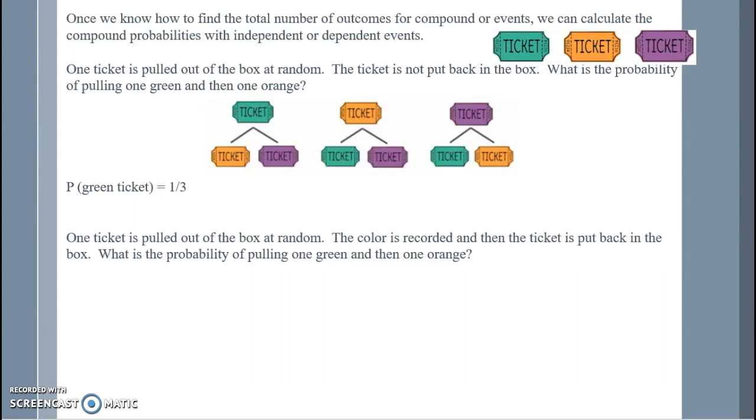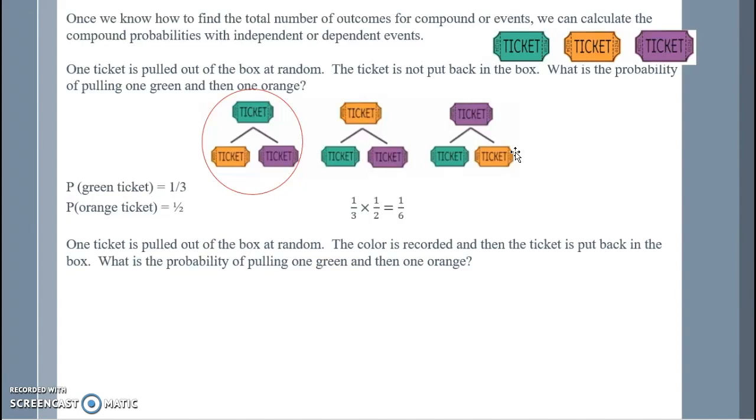So the probability of getting a green ticket is 1 out of 3. So then I'm going to be focusing just on this first set because these are no longer valid. The probability then of getting an orange ticket after I pull the green ticket is 1 out of 2. So multiplying them together, 1/3 times 1/2 is 1 out of 6.